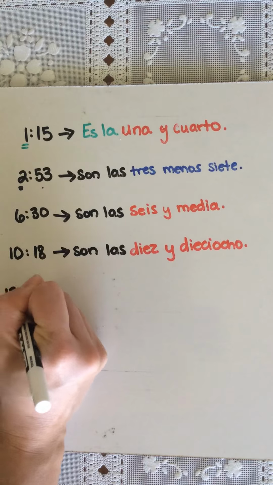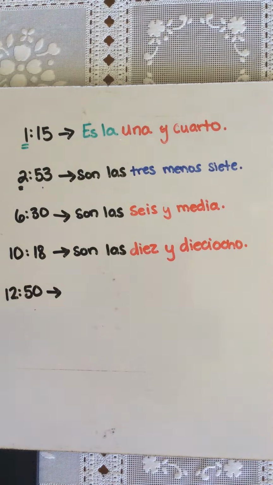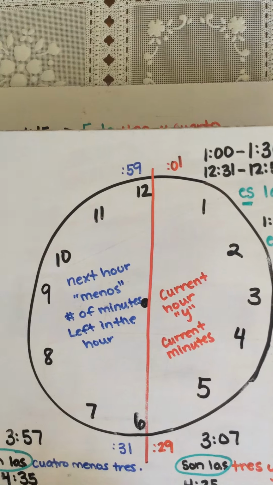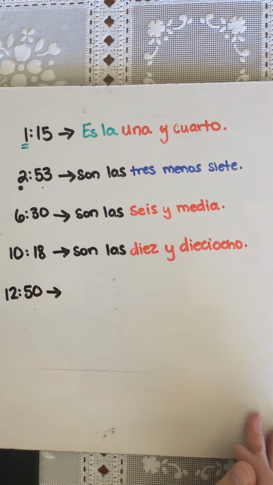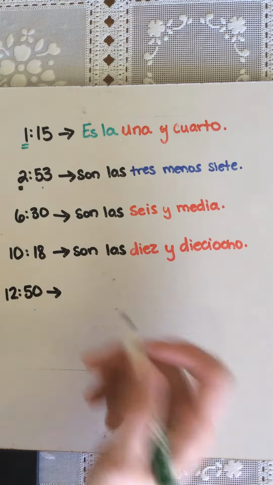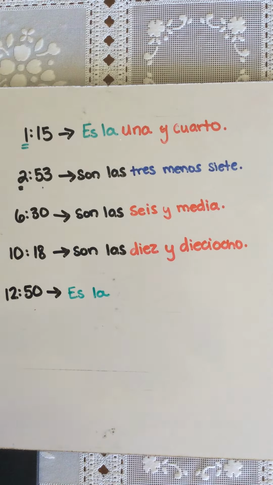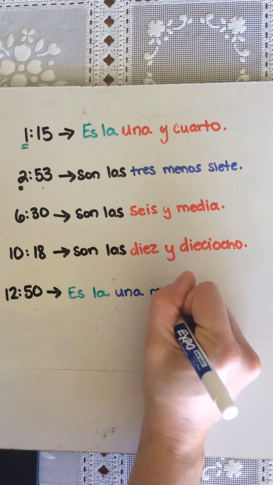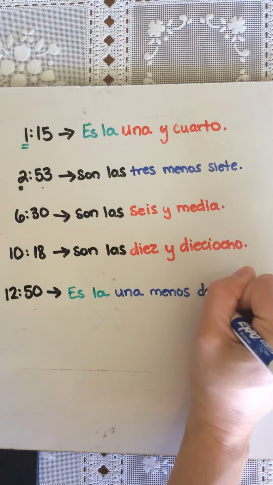Let's take 12:50. All right, so we know that our minutes are going to be on the left-hand side. So we're going to take the next hour minus the number of minutes left in the hour. So the next hour is going to be 1 o'clock. So if the next hour is 1 o'clock, do we have to use es la or son las? We're going to use es la. It's the next hour, so we're going to say una menos. And how many minutes are left until 1 o'clock? 10.